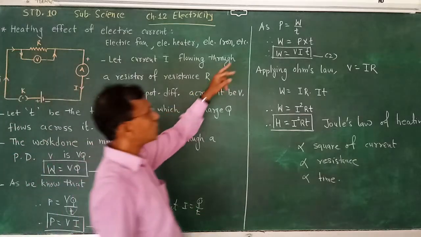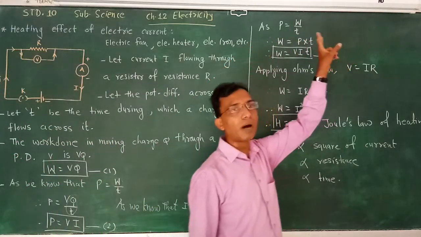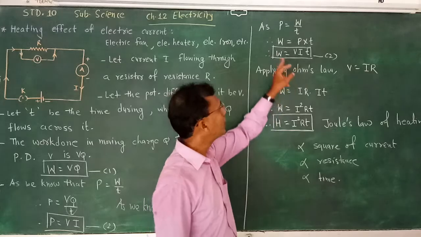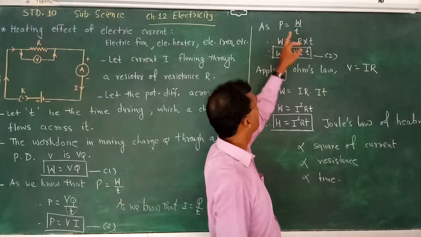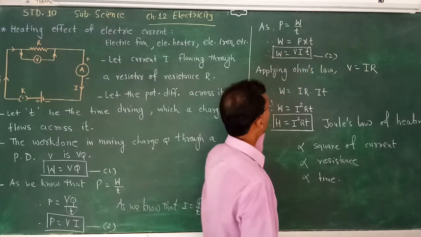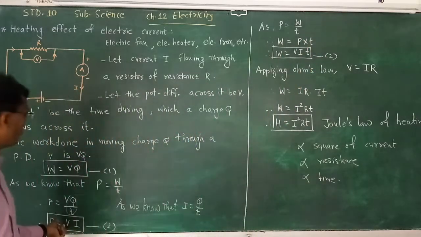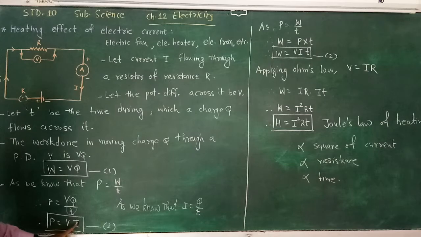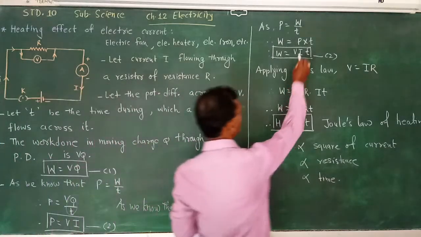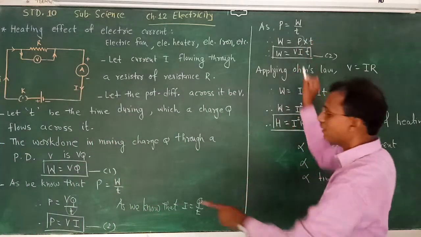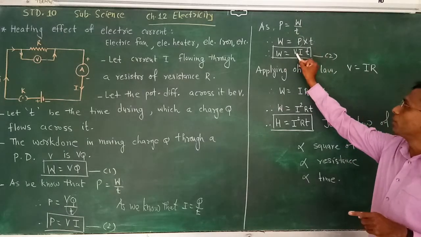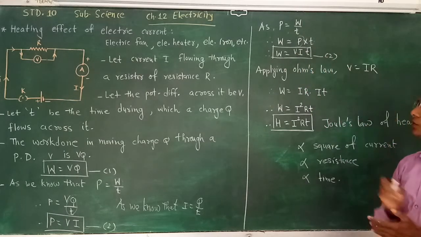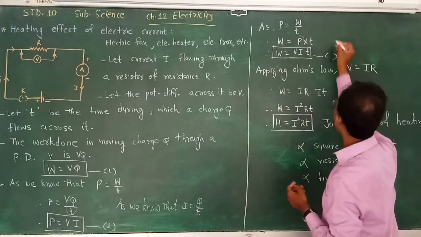Now again, power P is equal to W upon T, that is work done per unit time. So W is equal to power multiplied by time, P into T. But from equation number 2, power P is equal to V into I. So by substitution, we write V into I into T. So W is equal to VIT. This is equation number 3.